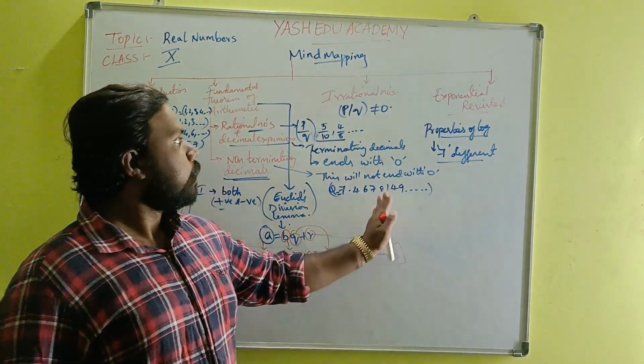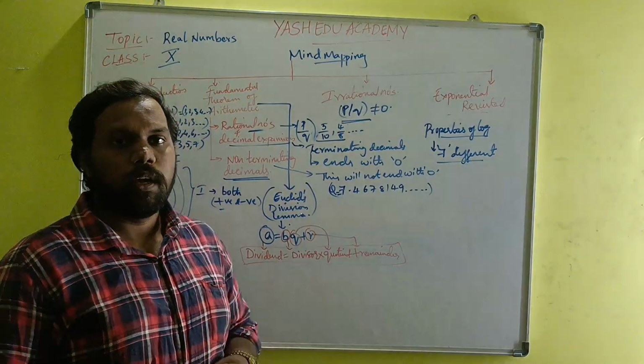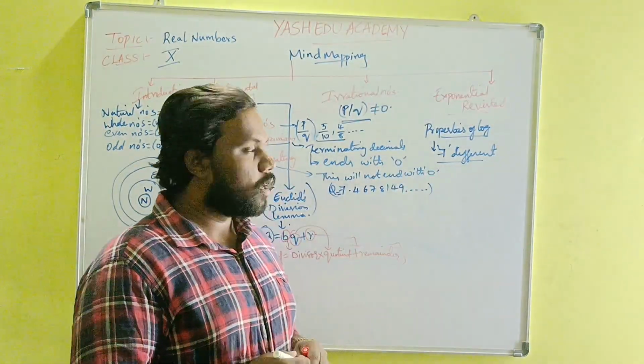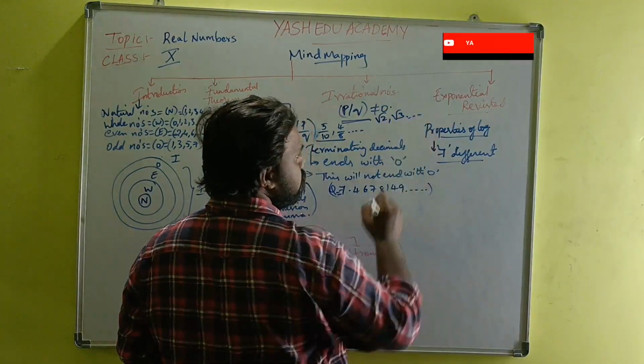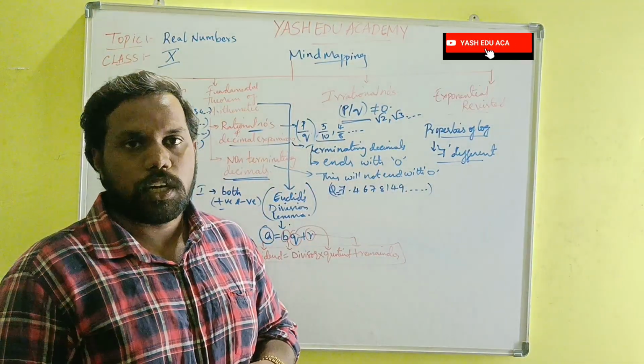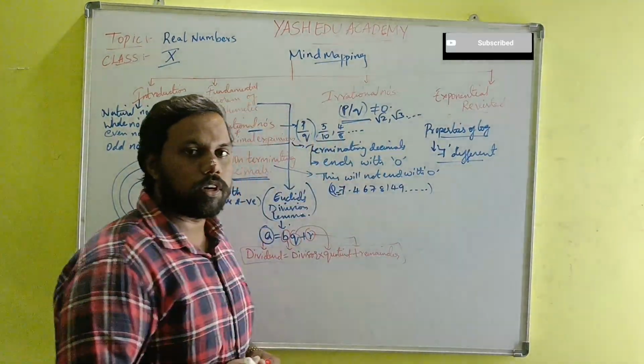So after this, irrational numbers, as I have said, will not obey the p by q form. For example, root 2, root 3 and so on, these are irrational values. Okay, and in this exponential revisited, properties of logarithms will be there.